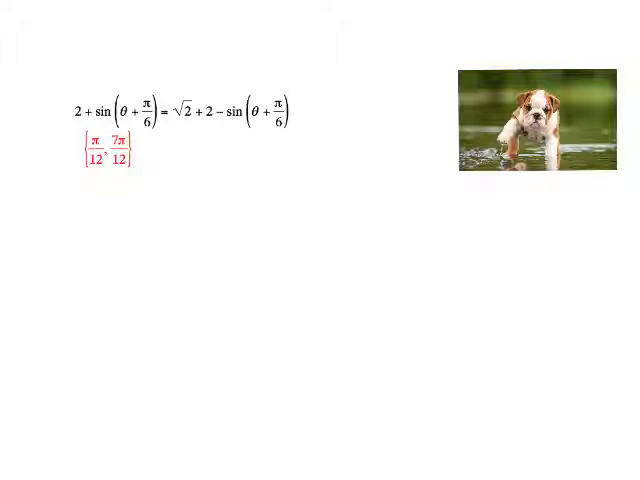All right, last one I'm going to do tonight, and then I'll pick up tomorrow and get some more done.